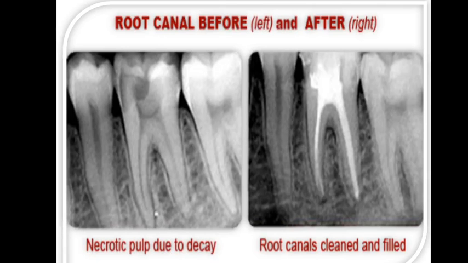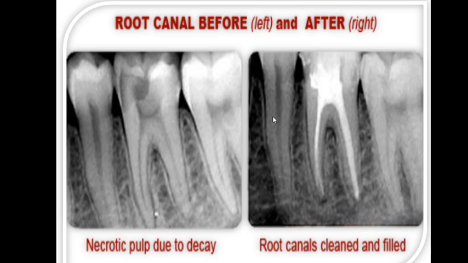We have here two radiographs. Here we have a necrotic pulp due to decay. Can you see here? This is the pulp, and this is a radiolucent area. We have caries, and the pulp is exposed, and there is infection. So this is necrotic pulp due to decay. The pulp is dead here.